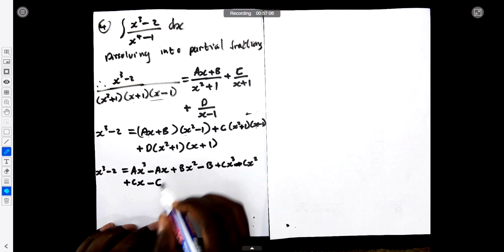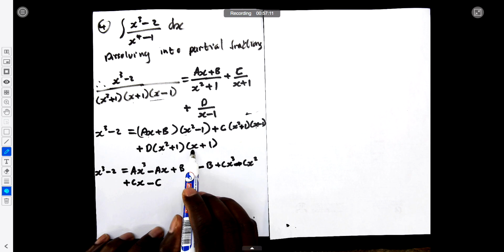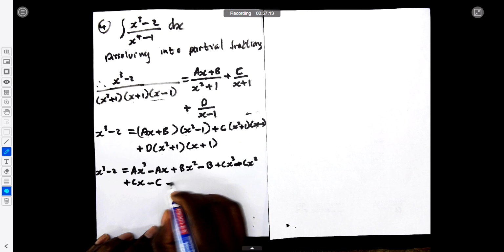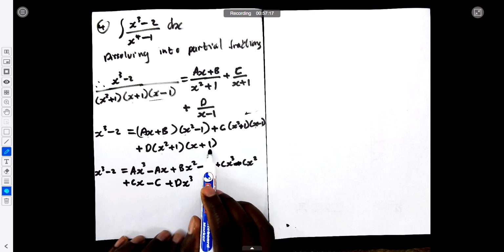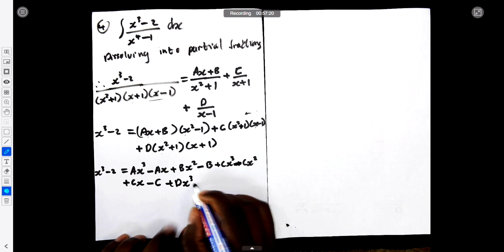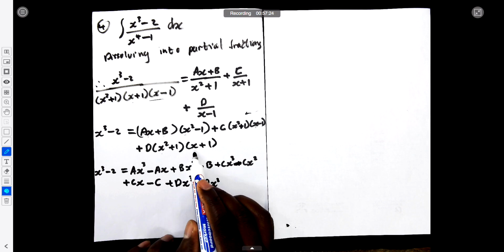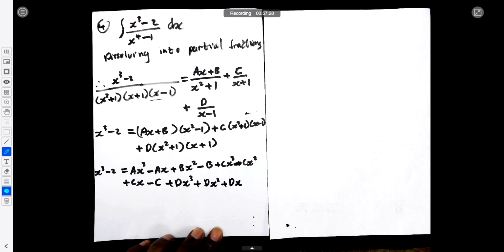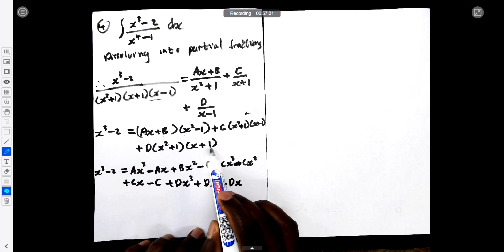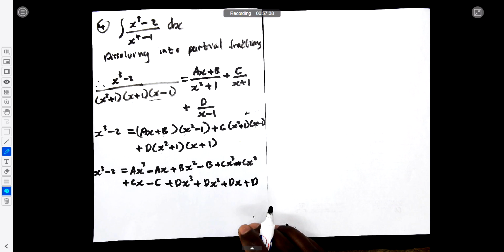Need to move on to the other one here, d. So x squared times x, it's x cubed times d, dx cubed. Then x squared times 1, it is x squared, and times d, we have dx squared. Then 1 times x, x times d, we have dx. And therefore 1 times 1, we have 1 times d, so plus d.